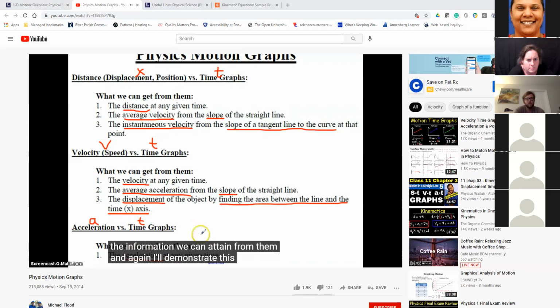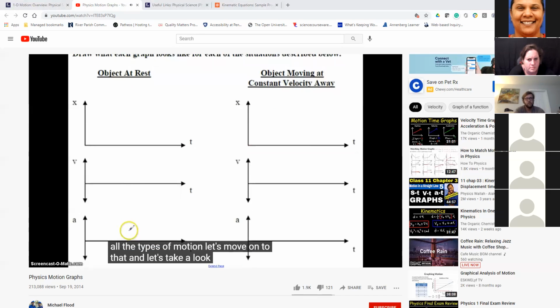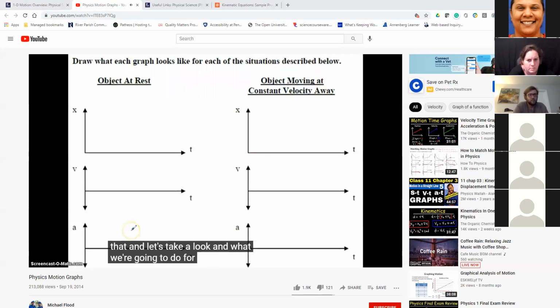And again, I'll demonstrate this for you as we start to do the various graphs for all the types of motion. Let's move on to that and take a look at what we're going to do for each of these motion scenarios or situations. We're going to draw the XT, VT, and AT graph, one right under the other, so that we have a good understanding of the differences between the graphs and what they communicate to us.